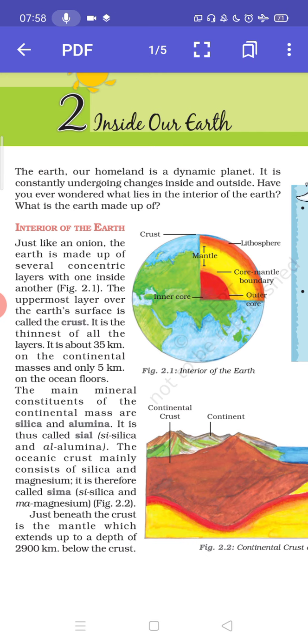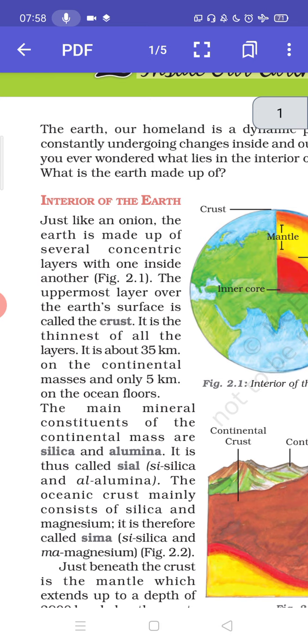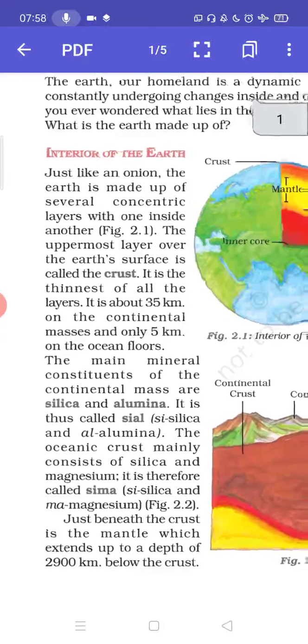Sometimes earth has been compared to an onion. Like when you peel off the onion, you will see that there are layers and layers inside. In the same way, when we talk about the earth, there are several concentric layers inside it. The uppermost layer of the earth surface is called the crust, and it's very thin. It's the thinnest of all the layers. It is about 35 kilometers on the continental masses. The main mineral constituents of the continental mass are silica and alumina. It is thus called Sial, Si from silica and Al from alumina.